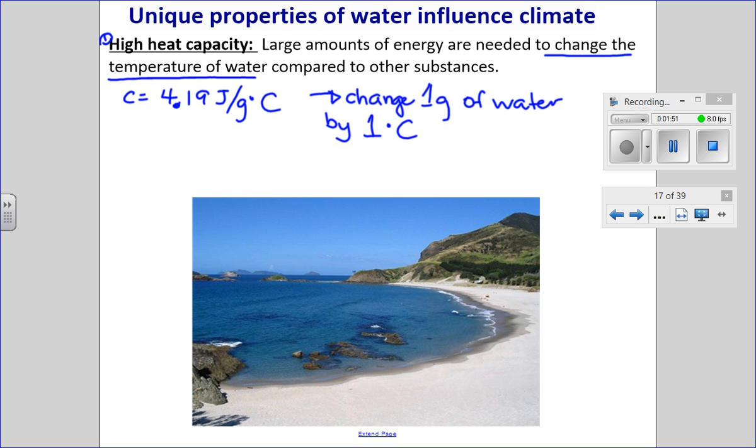Now 4 doesn't really sound like a lot, but if you think about what 1 gram of water represents, 1 gram of water is 1 milliliter of water. That's a very, very tiny amount. And so even to take a small cup of water would take a few hundred joules of energy to change it just by 1 degree. And if you wanted to change it by more than 1 degree, it would take even more energy. So the idea is that if I have some water and I'd like to change its temperature, compared to other substances, I need a lot of energy.